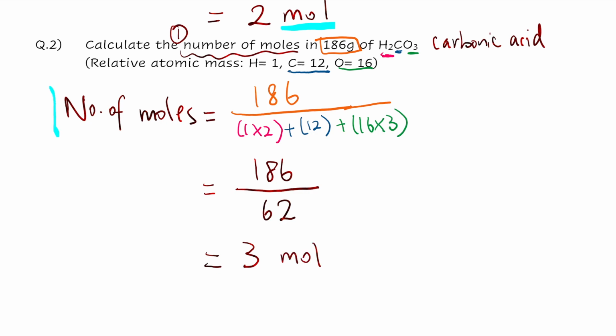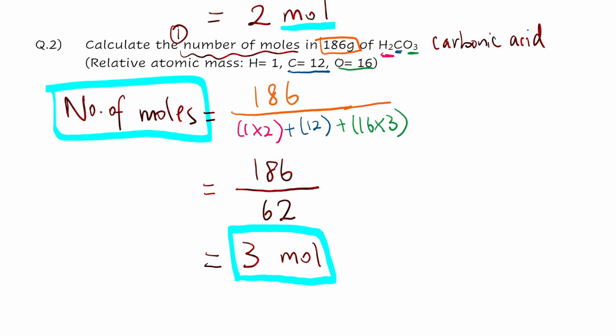Again, you don't really need to write the unit because you've already expressed that this is the number of moles. But here, just to make things simple, to tell you what's going on, this is 3 moles here. And that is how you use the first equation. This is the mass, and this bottom here is the molar mass.